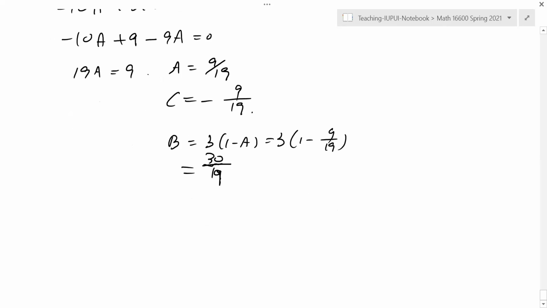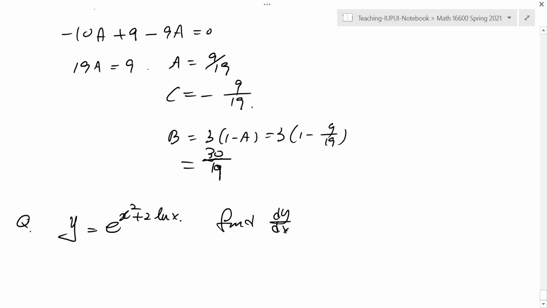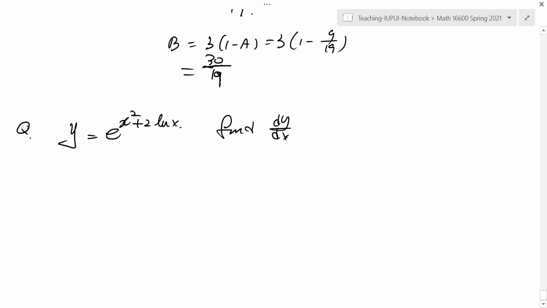So my next, do we have time? Almost have no time. Just do one more problem, okay? I promise this will be short. So given a function e to the (x² + 2 ln x), I want to find the derivative of this. If you know how to use the chain rule, this is a trivial problem.